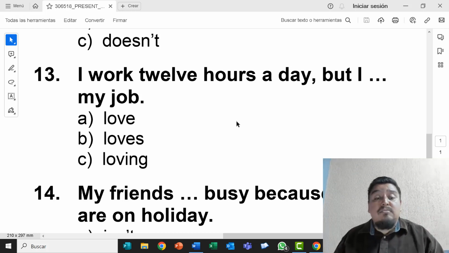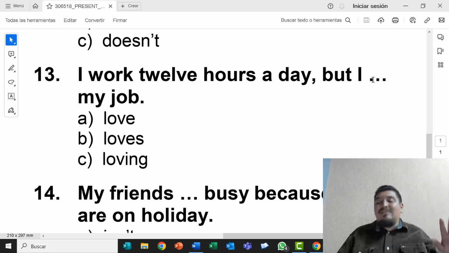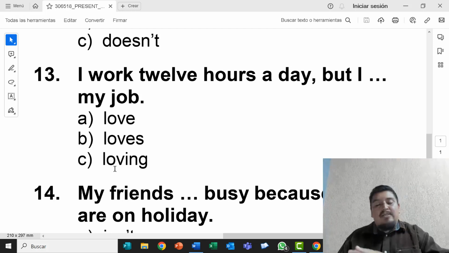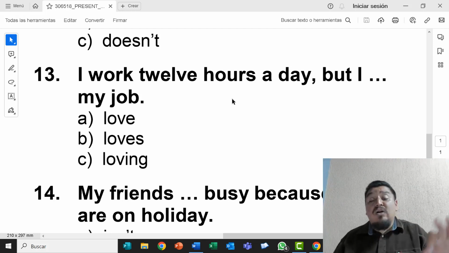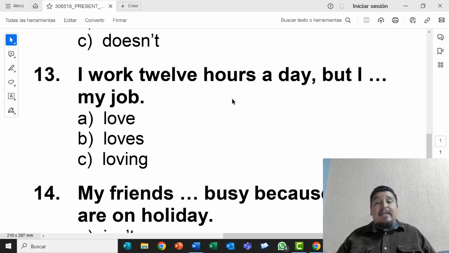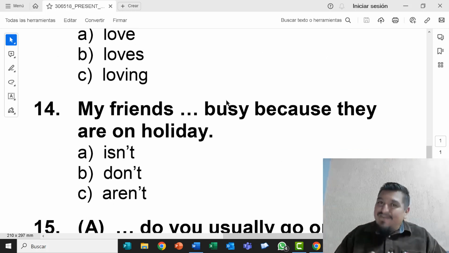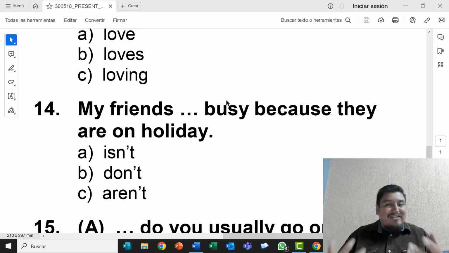But I love, it's not necessary to use the rule number 1 because the first person never is going to use the rules, okay? Loving, the gerund, is not used here. So I work 12 hours a day, but I love my job. Sí es cierto, trabajo 12 horas al día, pero me encanta mi trabajo. Recuerda que love no solamente es el verbo amar, sino también encantar, algo que disfrutas mucho. For example, I love giving you this class. I love to teach English.